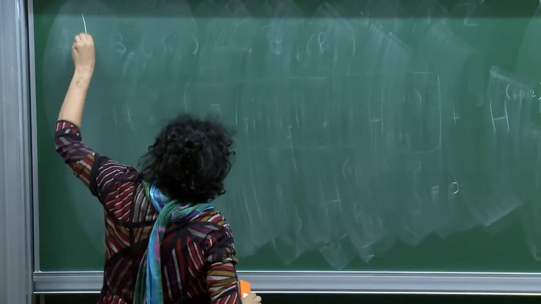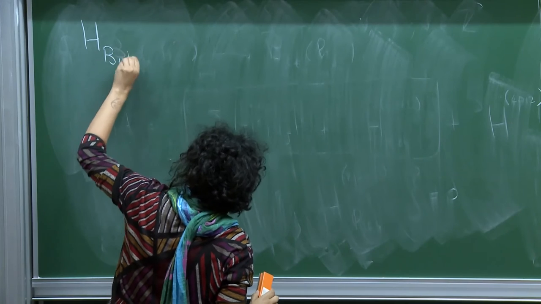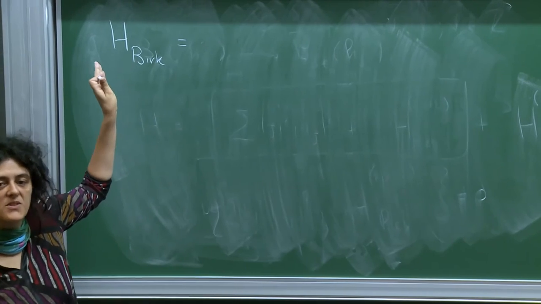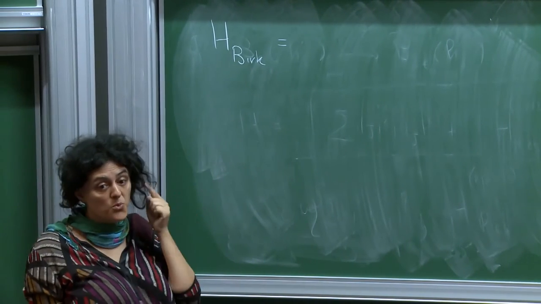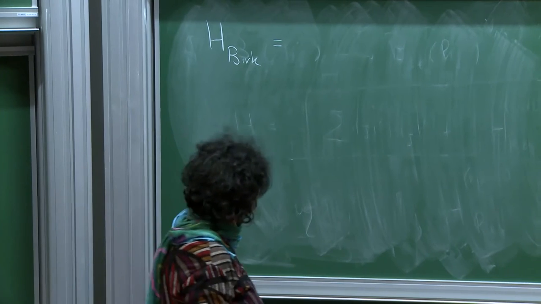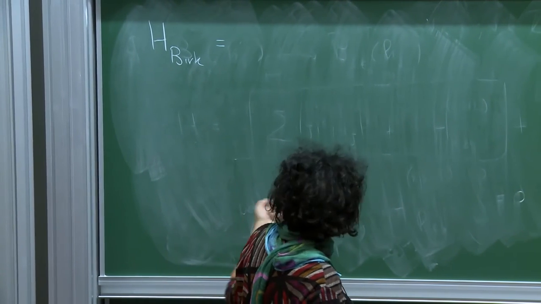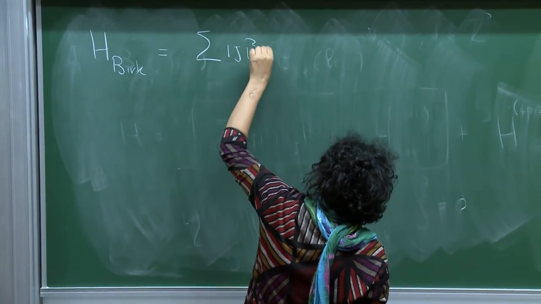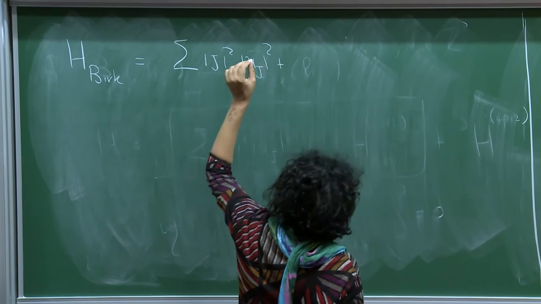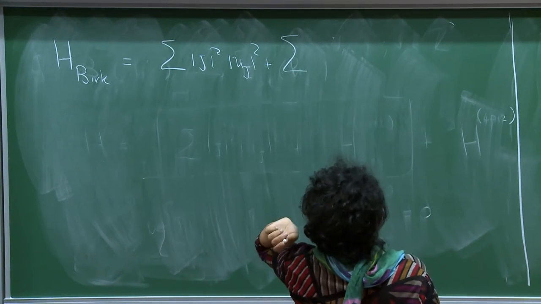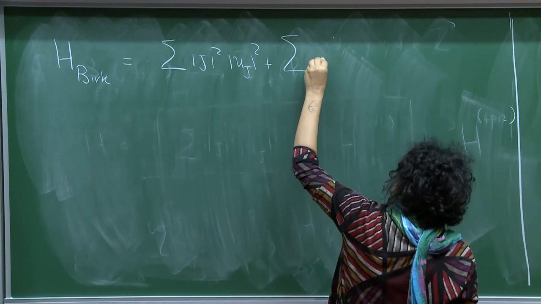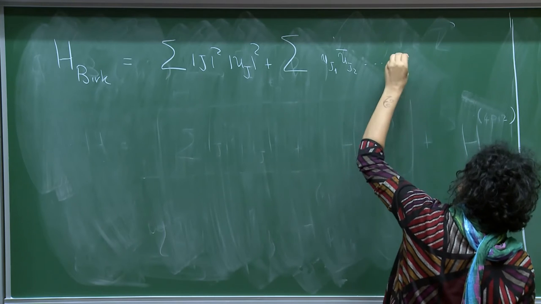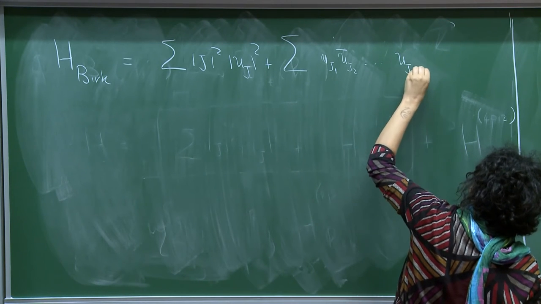I will write my Birkhoff Hamiltonian, which I call H Birkhoff. If you're used to this notation, it's just the Birkhoff normal form after one step. You could do better, but in fact, it does not seem to help in any way. So I just stopped after one step of Birkhoff normal form. And here I have my monomials. I'll just write them again: J2, etc., J2p plus 2.